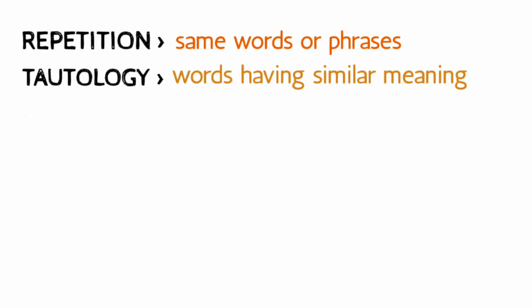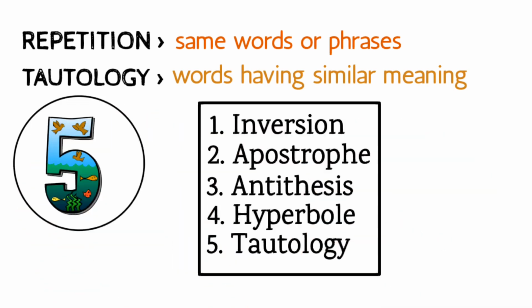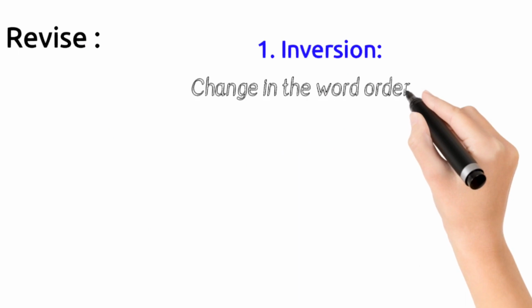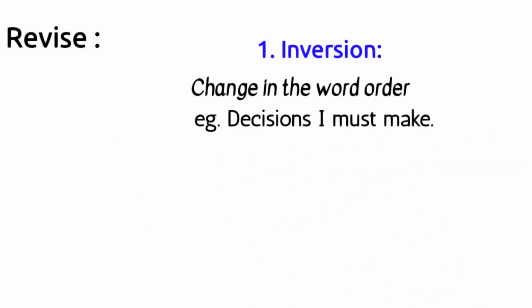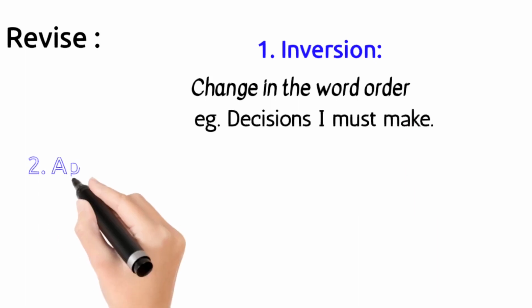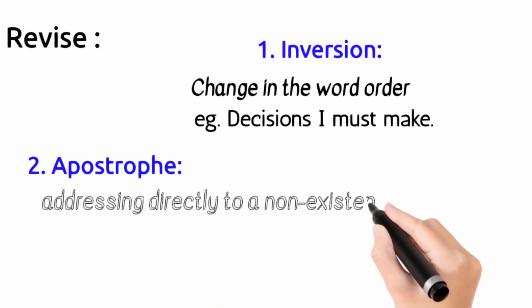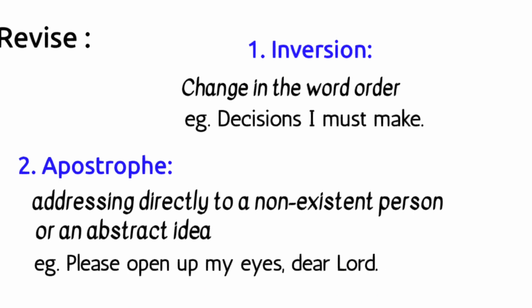Friends, in this video, we have discussed 5 types of figures of speech. Now, let's quickly revise them. Number 1. Inversion. Change in the word order to give rhythm. Example, decisions I must make. Number 2. Apostrophe. Addressing directly to a non-existent person or an abstract idea. Example, please open up my eyes, dear Lord.